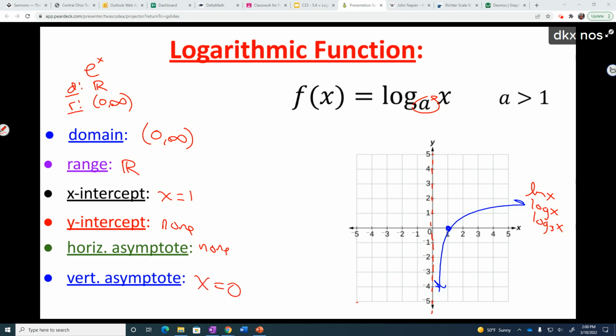So that's what we start with on all of our graphs. And then we're just going to do our transformations from there. As long as you know the transformations, it's the same stuff we've been doing.